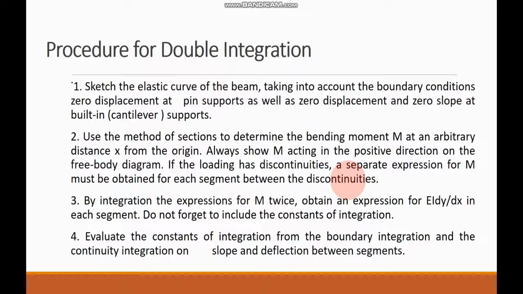By integrating the expressions for moment twice, obtain an expression for EI dy all over dx in each segment. Do not forget to include the constants of integration. So the constants are the C1 and C2 and so on. And the fourth one is to evaluate the constants of integration from the boundary conditions and the continuity conditions on slope and deflection between segments. So let us do our examples for double integration.